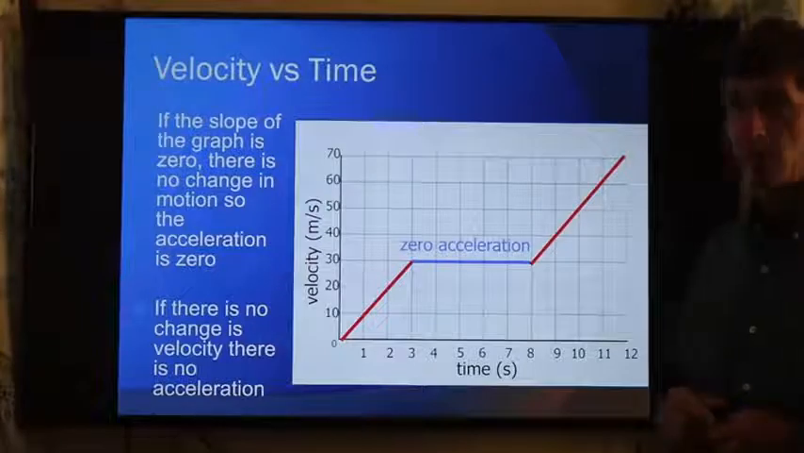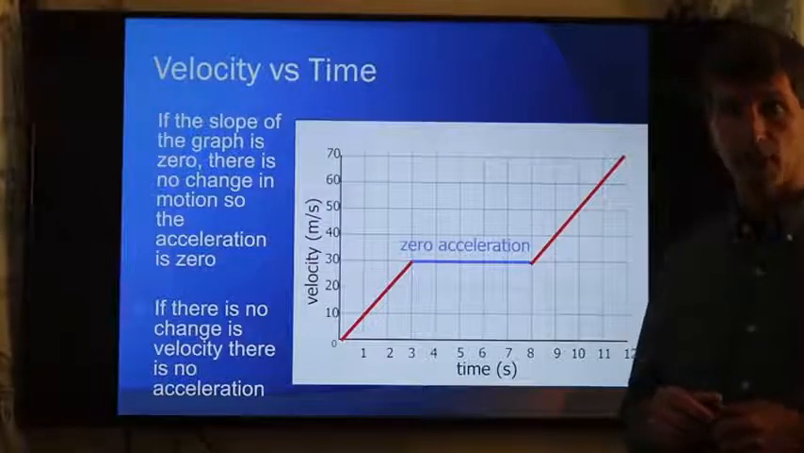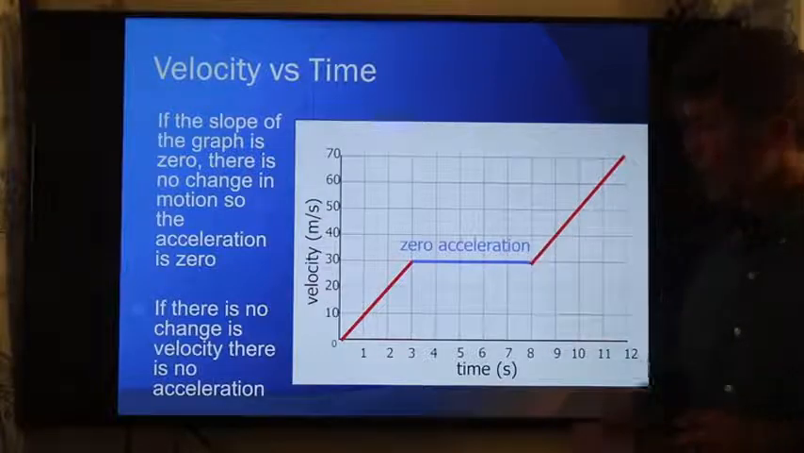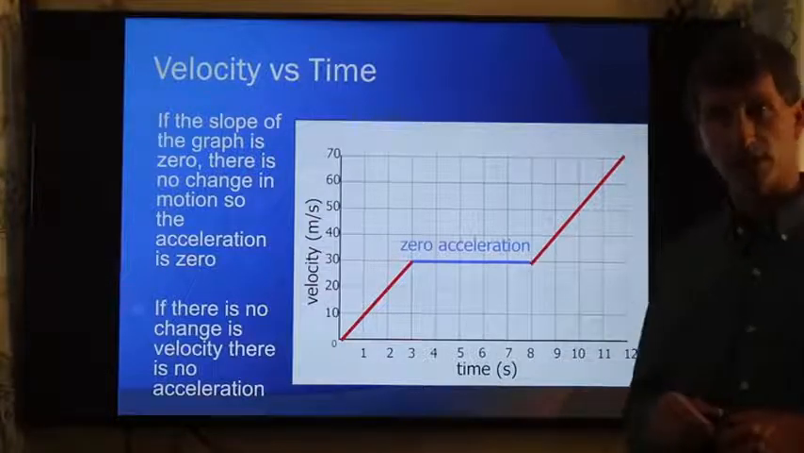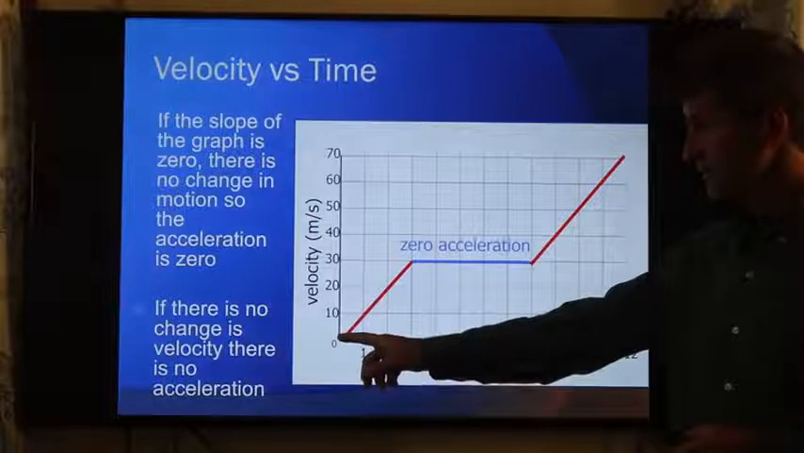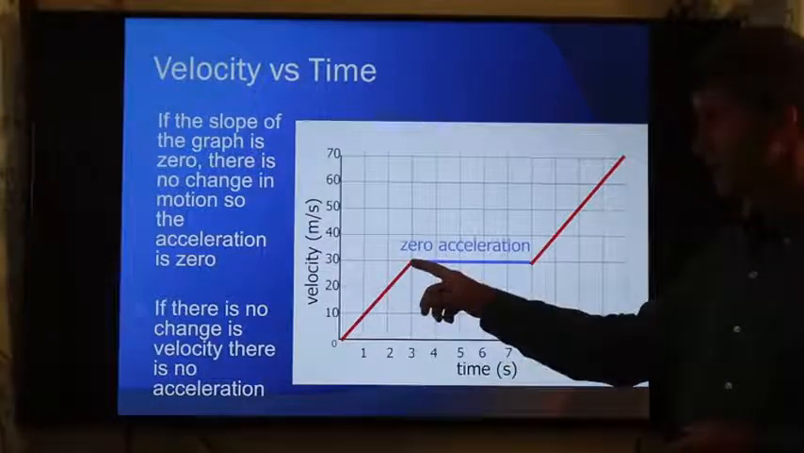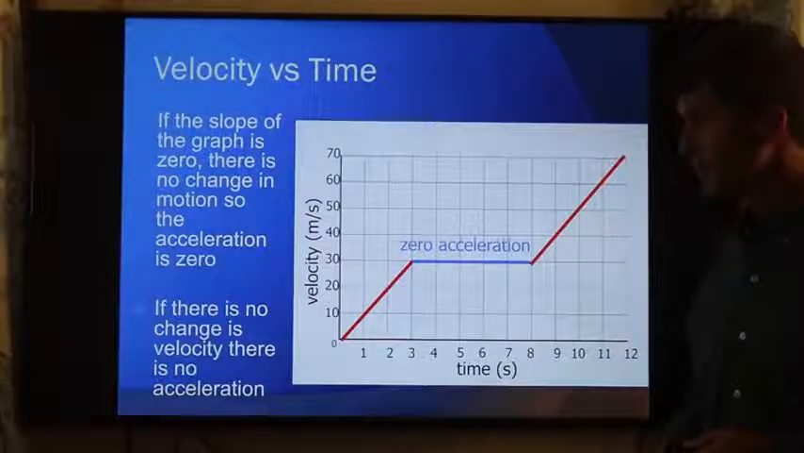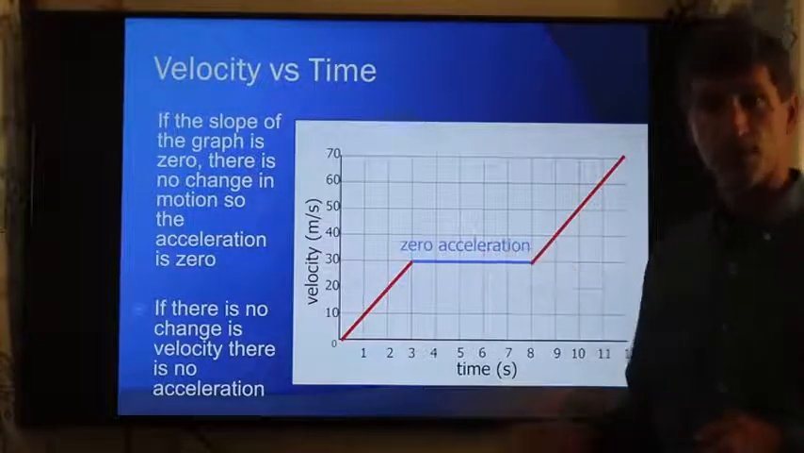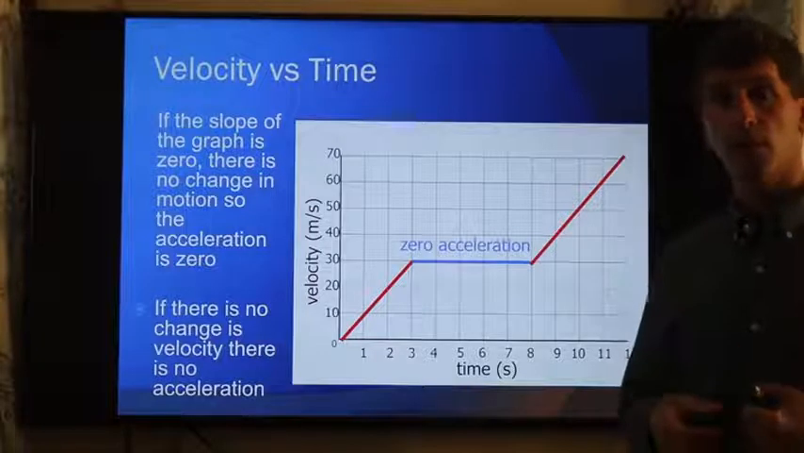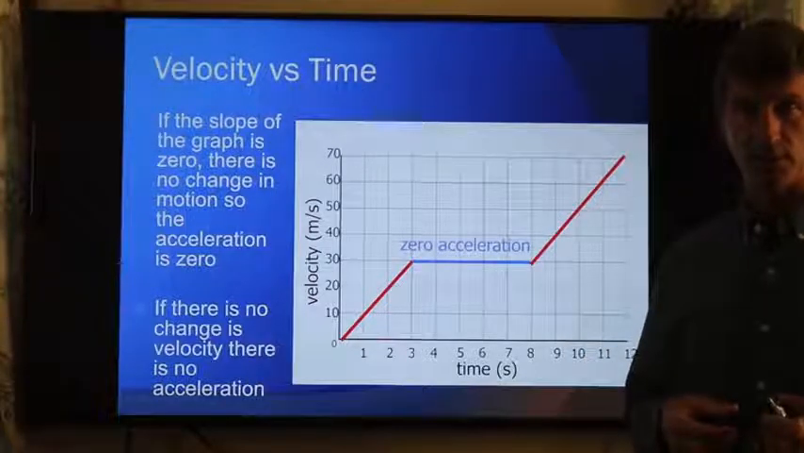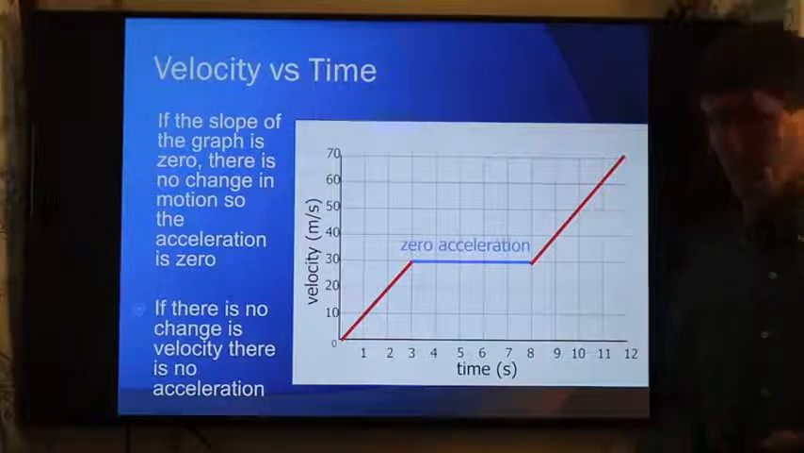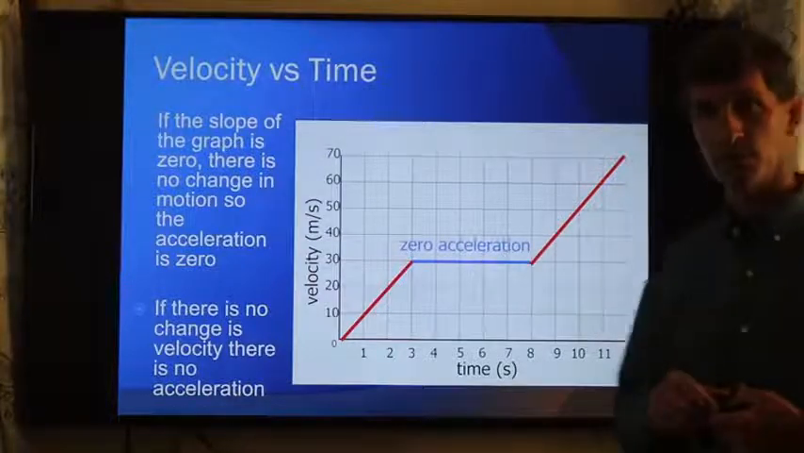What about the case where we graph velocity versus time and the slope is 0? Well, that indicates that the object's moving, but no change is taking place. Here the object started at 0 meters per second, sped up at a constant rate to 30, stayed at 30, and then it accelerated even more. Again, the slope represents how much change is taking place per unit time. No slope, no acceleration. So you can move and have 0 acceleration.